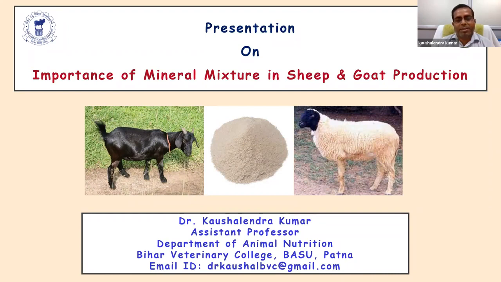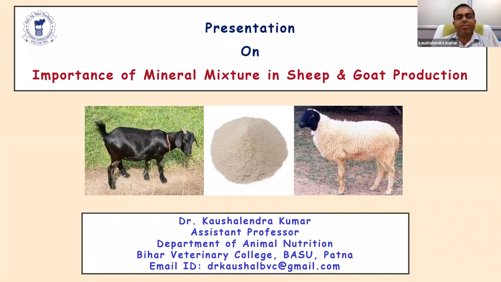In most of the states, the farmers who rear sheep and goat are just feeding the animals, filling the belly. So they do not maintain a balanced ration. That's why the production efficiency of those animals is decreasing, and the farmers are not getting optimum production in respect of milk, quality meat, and wool fibers.